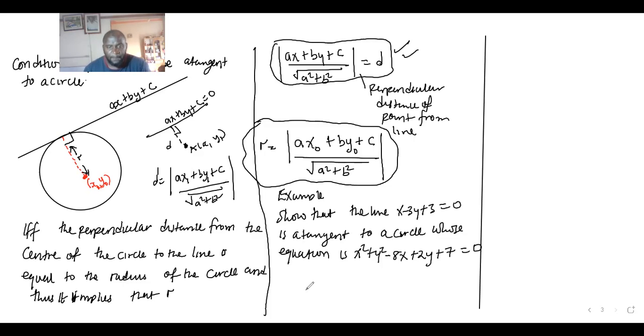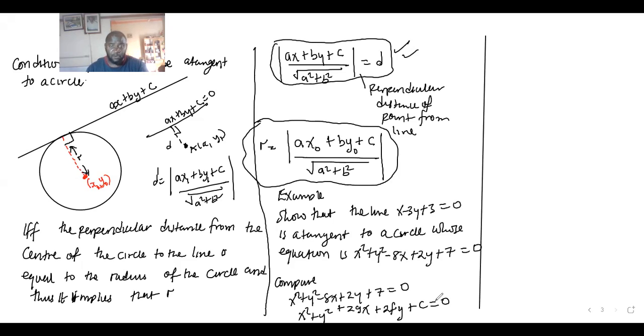Now, let us start with our equation here. Compare x squared plus y squared minus 8x plus 2y plus 7 equals 0 with x squared plus y squared plus 2gx plus 2fy plus c equals 0. You can use this comparison to find the values of the center. Those of us who are not comfortable with dividing by minus 2, okay? So, if you compare, you'll have what?